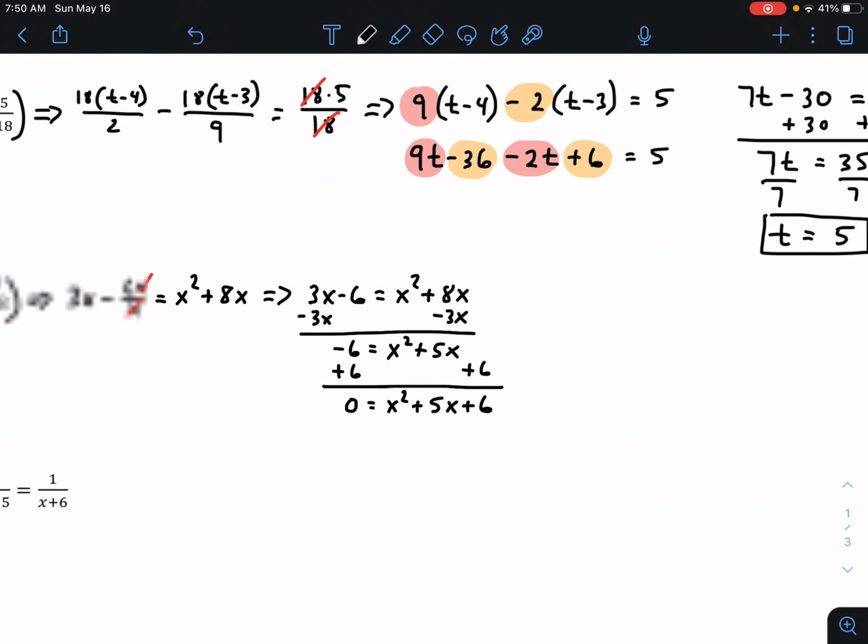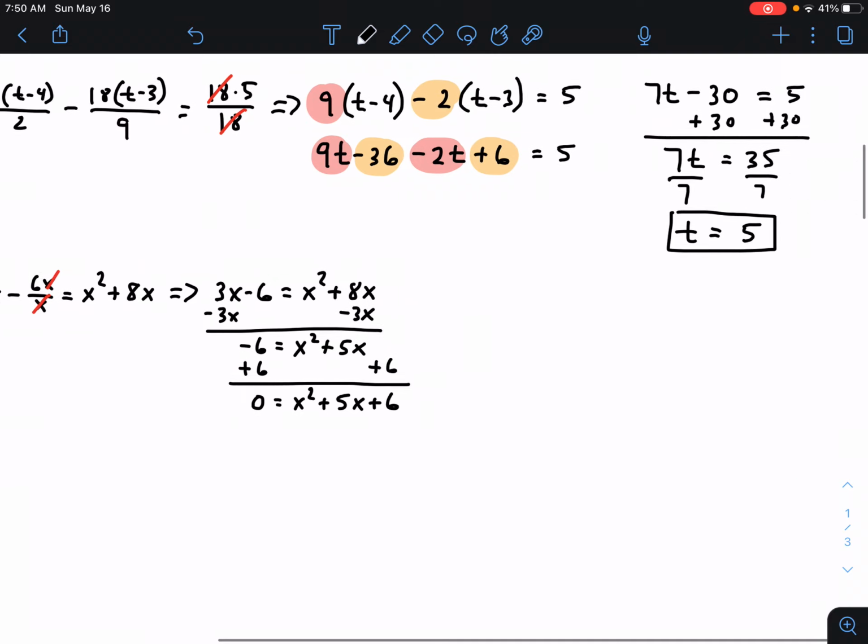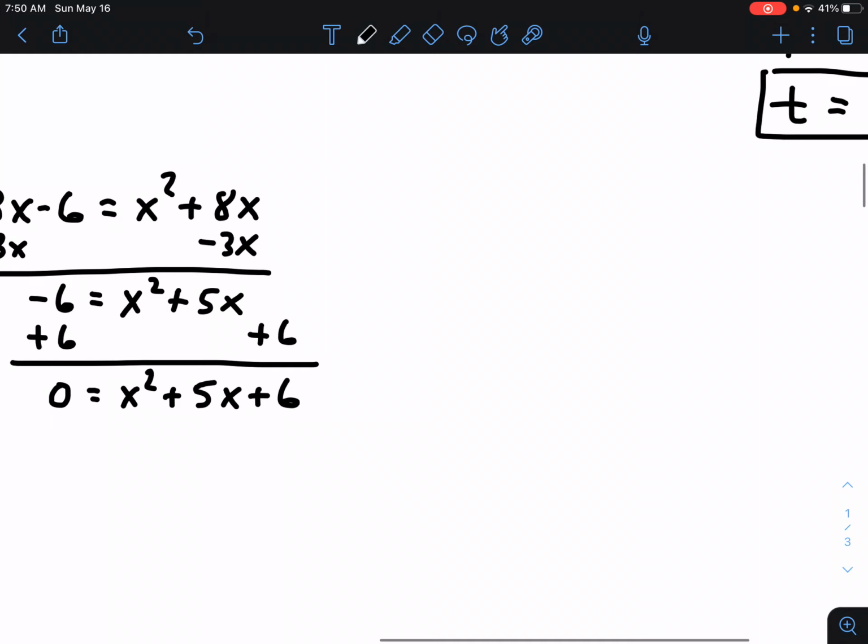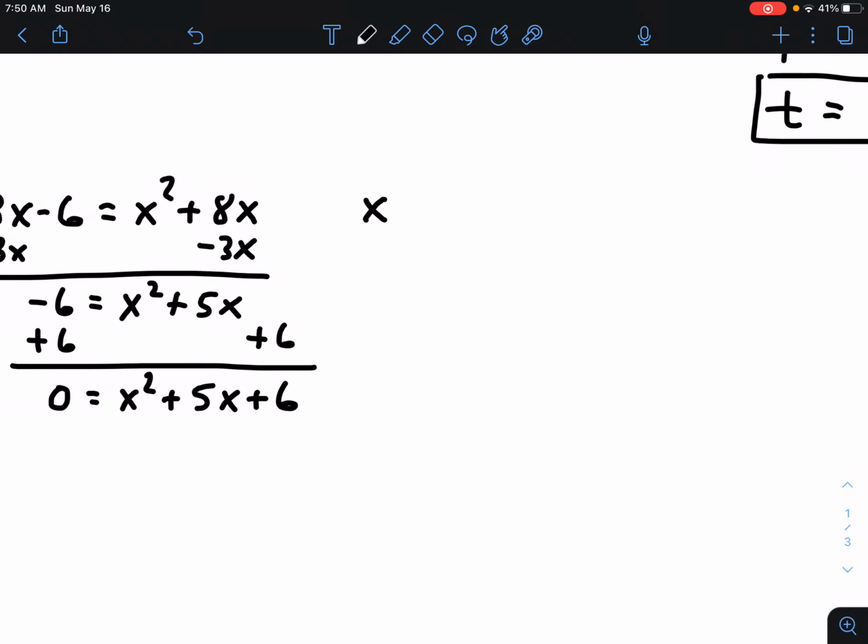Okay, so there we go. That is a quadratic equation. Now the 0 is on the left-hand side. That's okay. You could flip this whole thing around if you don't like that. As a matter of fact, let's just do it because most people seem to not like that. So we have x squared plus 5x plus 6 equals 0.